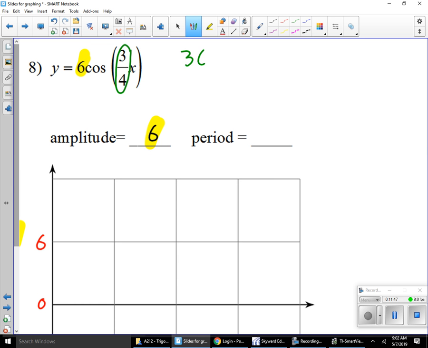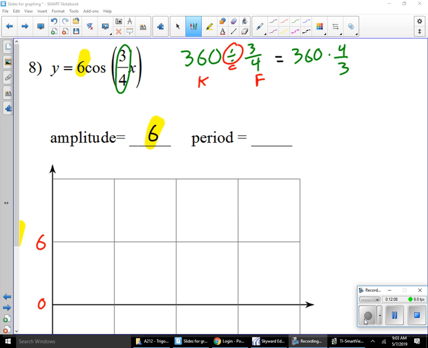So remember, to find the period, we want 360 divided by b. So we're going to divide by 3/4. Well, we keep the 360, we flip the 3/4, and we change the sign. So that will wind up being the same as 360 times 4/3. Now your calculator can help you out there, or you can try a bit of mental math. 360 divided by 3 is 120, and 120 times 4 is 480.